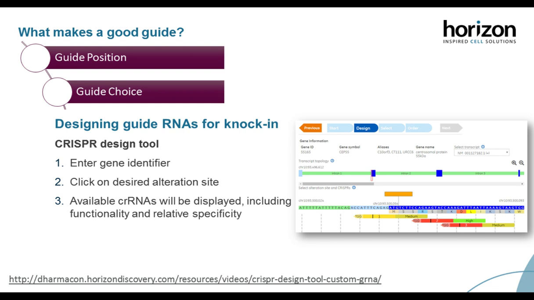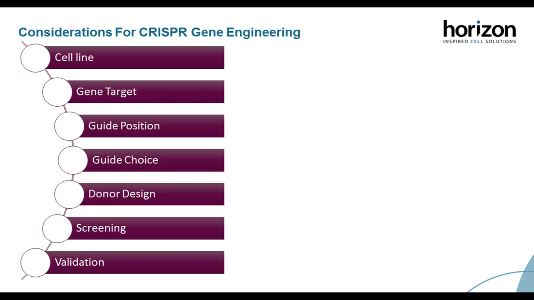So I've run through the first four considerations: knowing your cell line, your gene target, guide position, and guide choice. What I wanted to highlight to you here is that if you take advantage of Horizon's reagents, you can really decrease the time spent in designing and checking your reagents, and spend more time really using them, because with our reagents, these pre-designed edited libraries, as well as our guide RNA design tool, we have really minimized the amount of time that is required for these tasks.